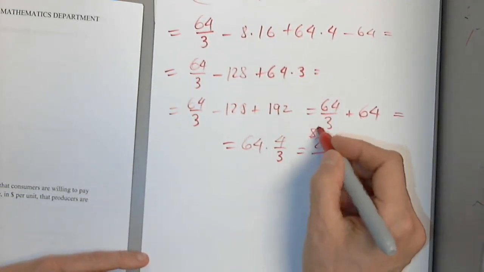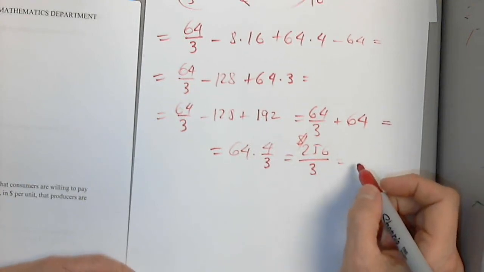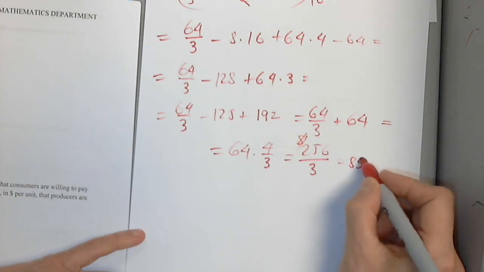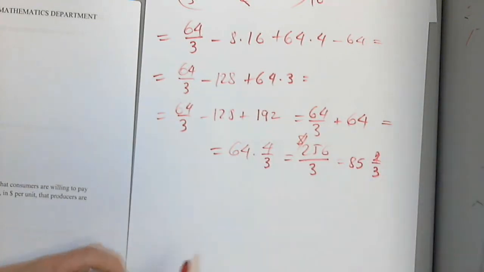So that's in dollars. I should take at least the integers out. 85 and 1/3 dollars.